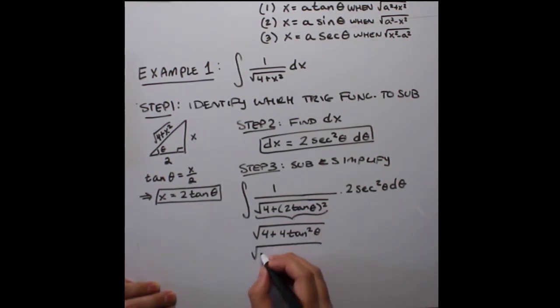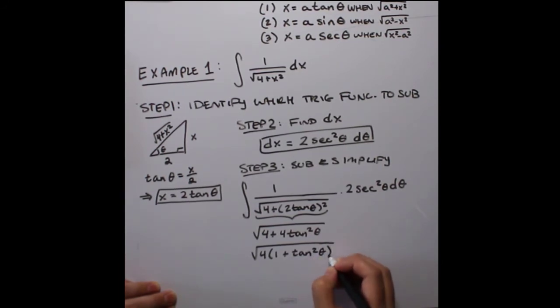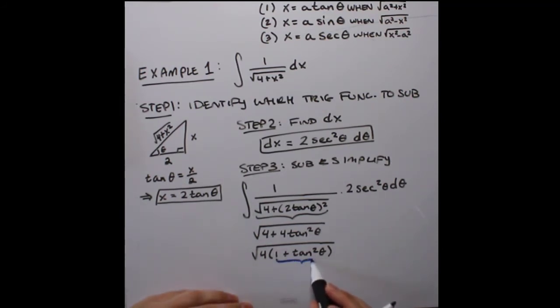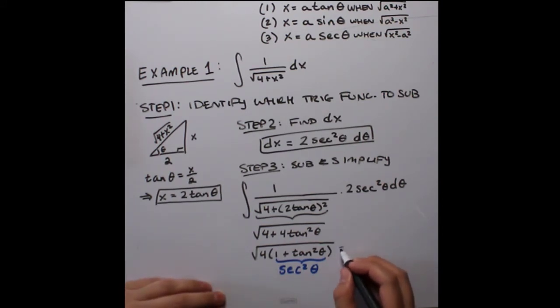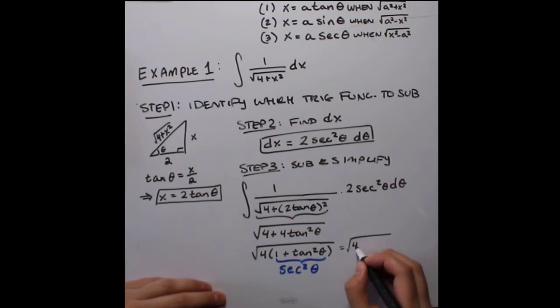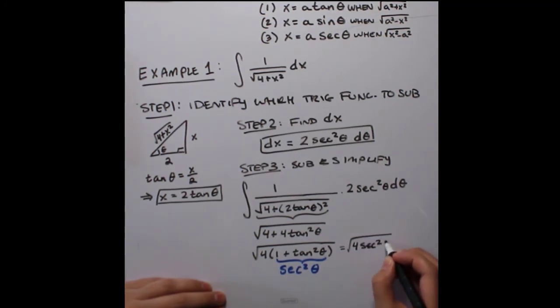Okay, I'm still just working on the square root. If I factor out 4, I have 1 plus tangent squared theta. Now we remember, hopefully, we talked about this in the last section. One of your identities looks like this. So if you recall, this is secant squared theta. And this is going to turn out really nice because basically we're going to get rid of the square root with this process. And so this becomes the square root of 4 secant squared theta.